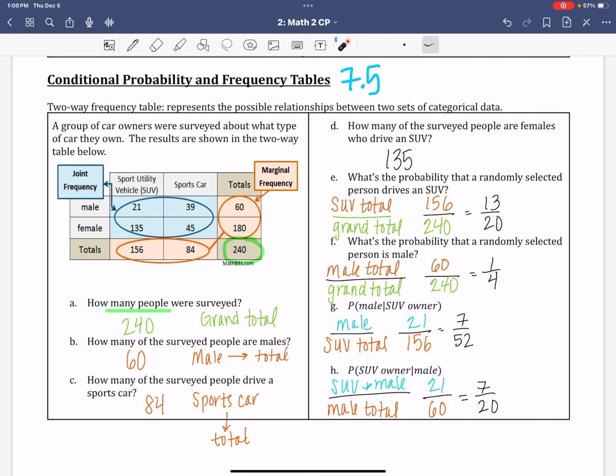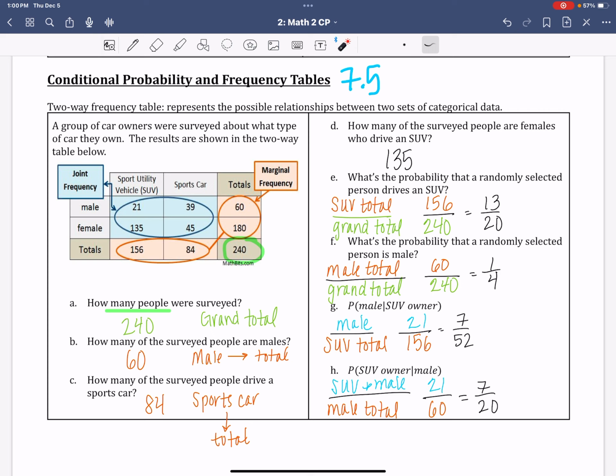All right, now we're going to talk about conditional probability and frequency tables. This is just setting up the information and making sure you can read based off of the rows or the columns or the grand totals, depending on where you're looking. A two-way table represents possible relationships between two sets of categorical data. In this case, we have male or female and type of car.